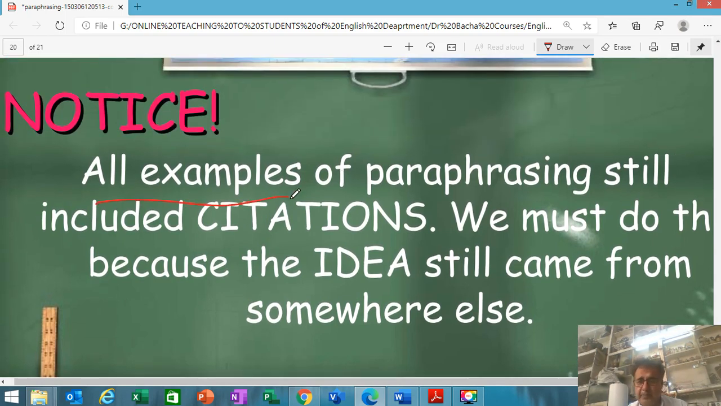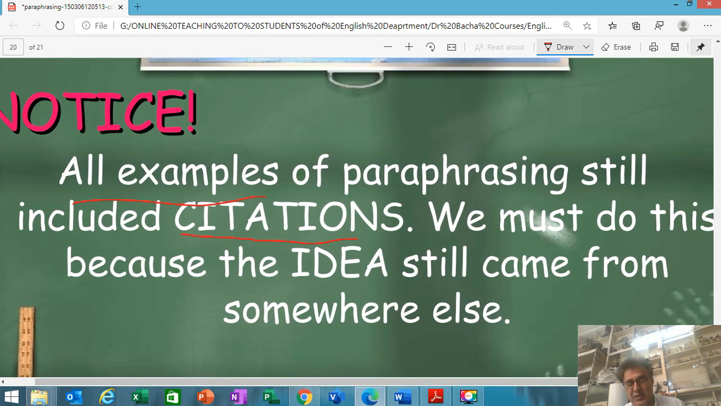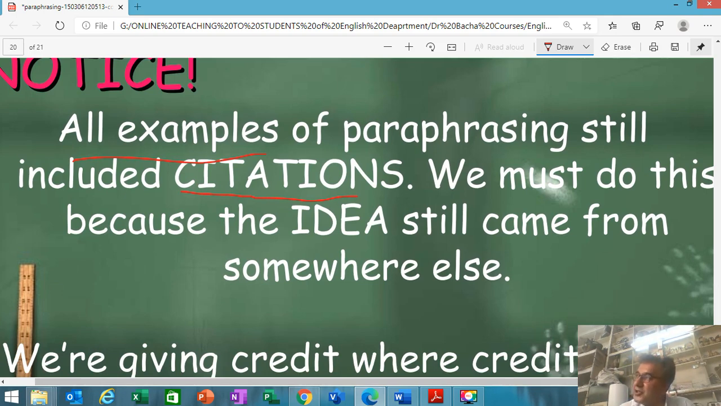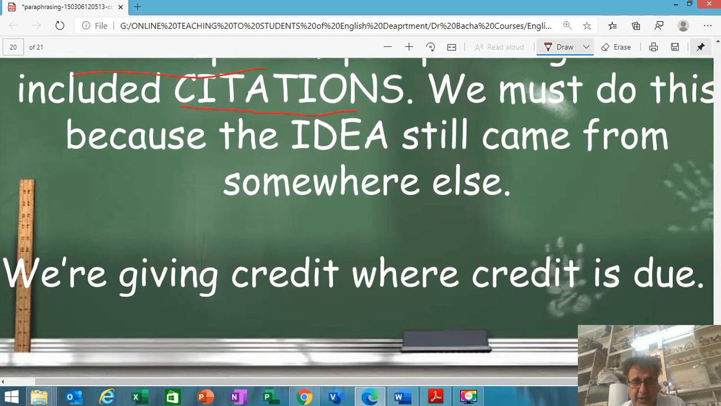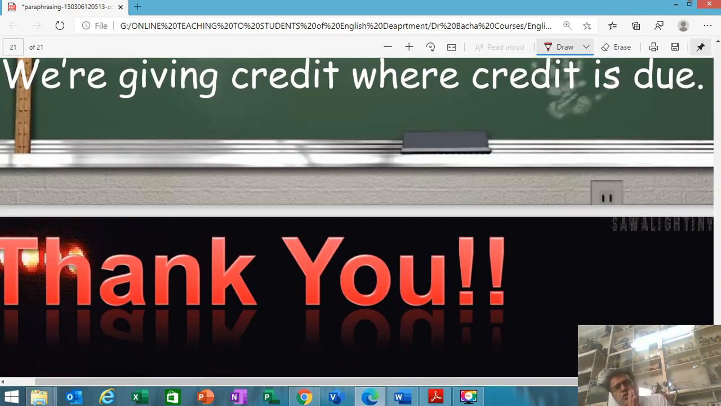All the examples of paraphrasing still include citations, remember, meaning you have picked up something from the original text. We must do this because the idea still came from somewhere else. So the basic purpose of citation is that the idea is not ours. Therefore we have to at least be faithful and loyal to the author, so that we should not commit plagiarism. We are giving credit where credit is due. Okay, it means that we should not steal somebody's ideas. Rather, we should try to acknowledge.